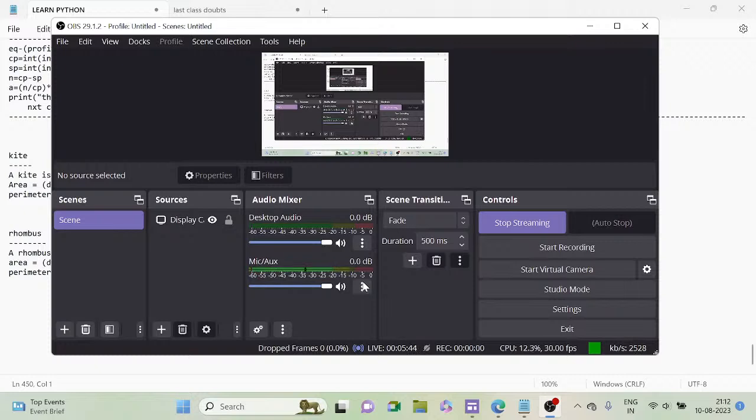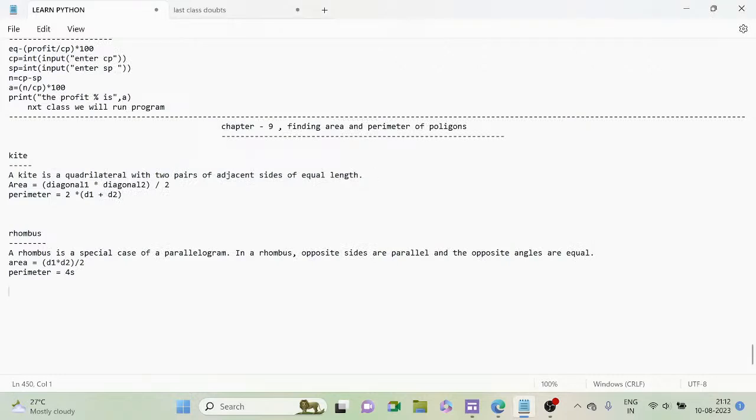Okay, so today we will be learning that chapter. All of you get ready. Today we will be learning our chapter 9, finding area and perimeter of polygons.